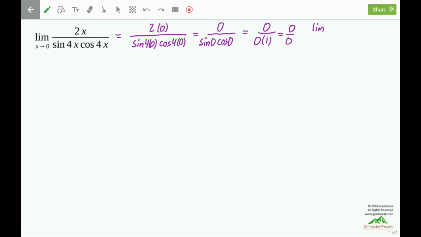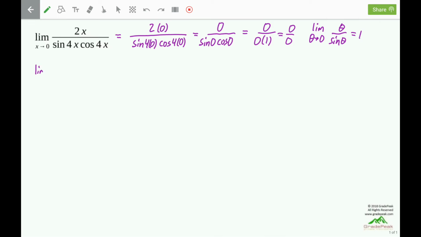which means we're going to make use of the identity limit as theta goes to 0 of, now since sine's in the denominator here, I'm going to write the reciprocal version of it, theta over sine of theta equals 1.